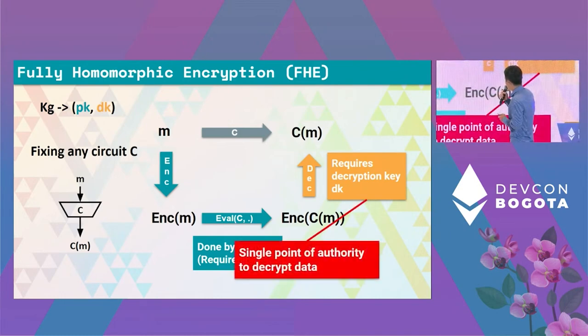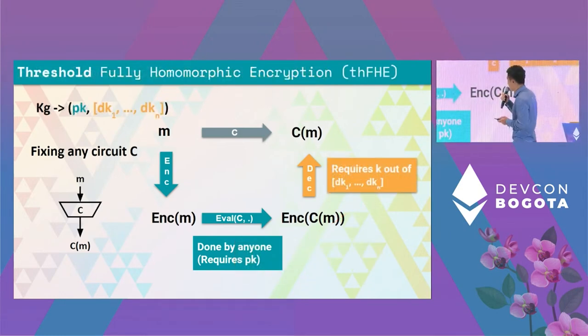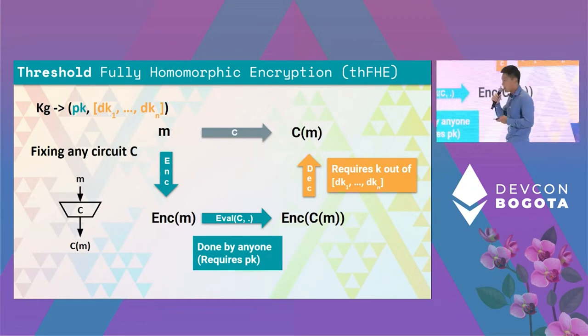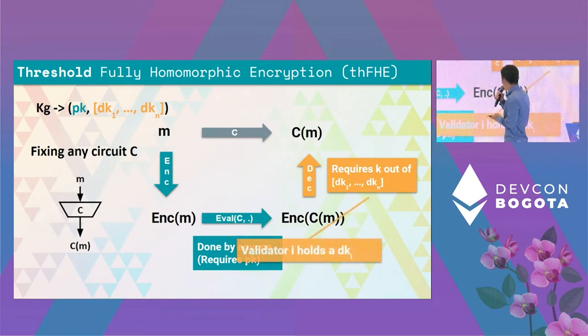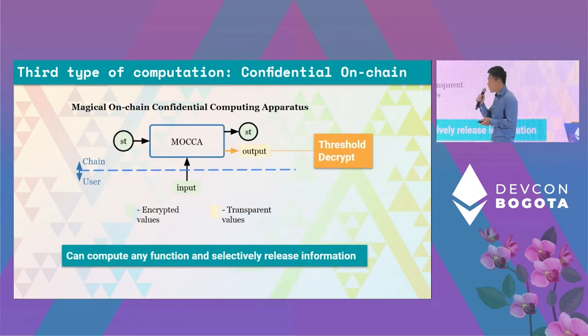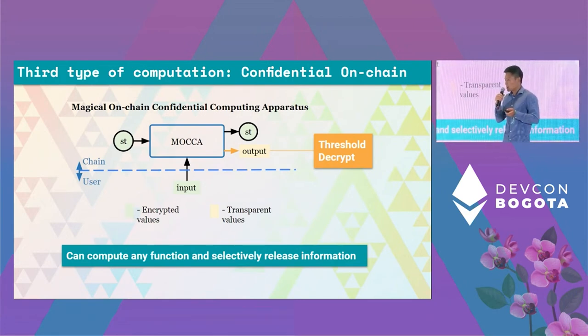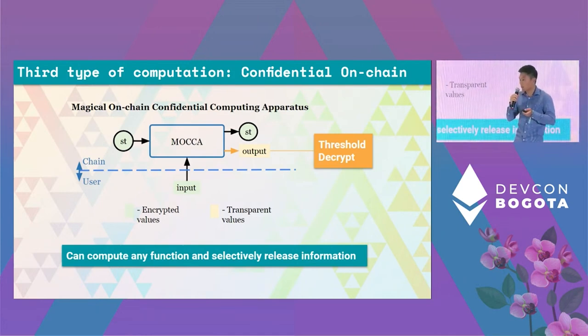We're going to add threshold cryptography. We're going to secret share the decryption key to every single validator, okay? So now we have the guarantee that you can only reconstruct what's inside if k out of the n validators say so, okay? All right, so what can we do with that? With such a threshold FHE scheme, it turns out we can basically do confidential state machine replication on chain and release any information that we want to the public.